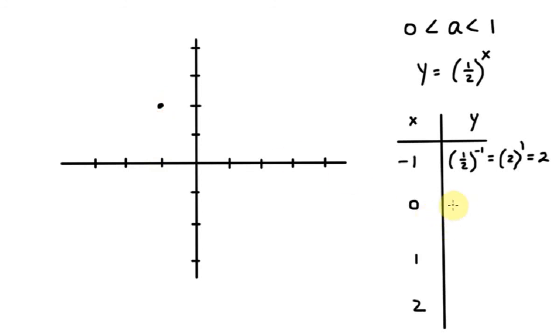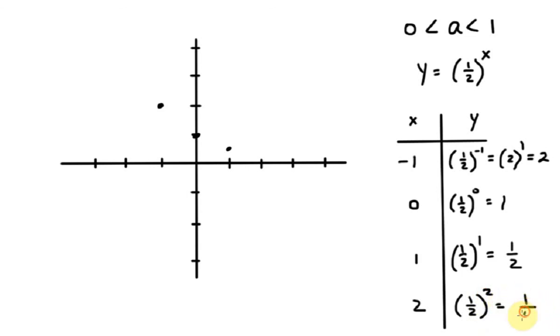And if we plugged in 0, anytime you have something here to the 0, it's just going to be 1. So there's 0, 1 again. And then if I plugged in 1, I'm going to have 1/2 to the 1, which is 1/2. So 1 goes up to 1/2. And if I plugged in 2, then I'm going to have 1/2 squared. So that is 1/4. So we're going to go up just 1/4.